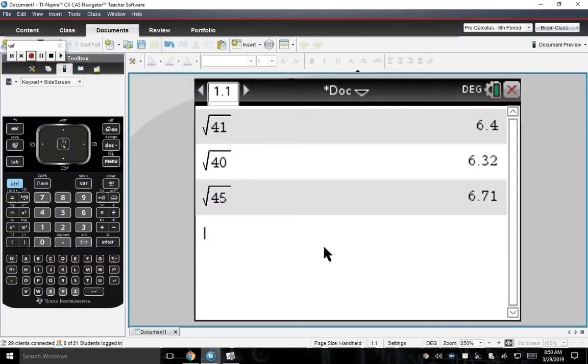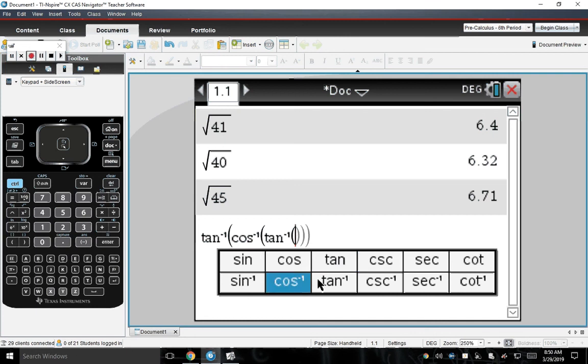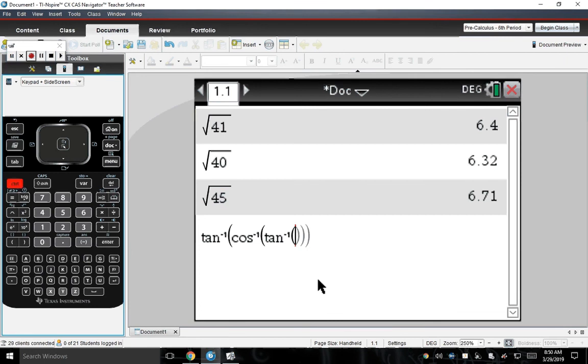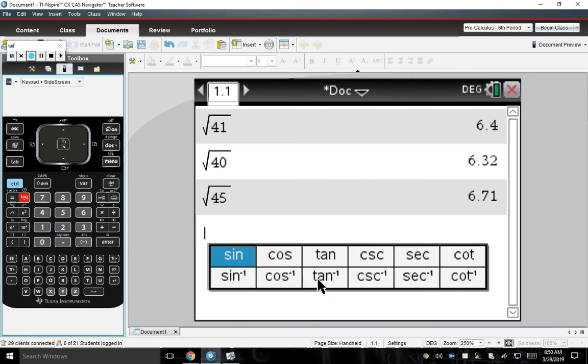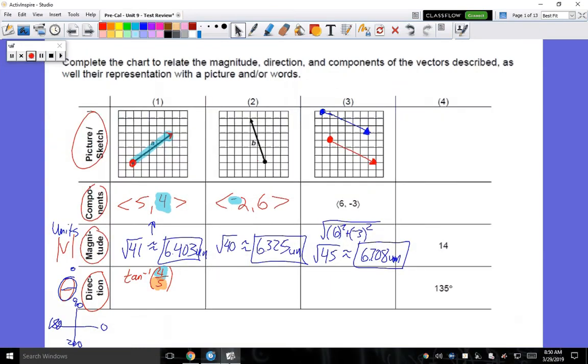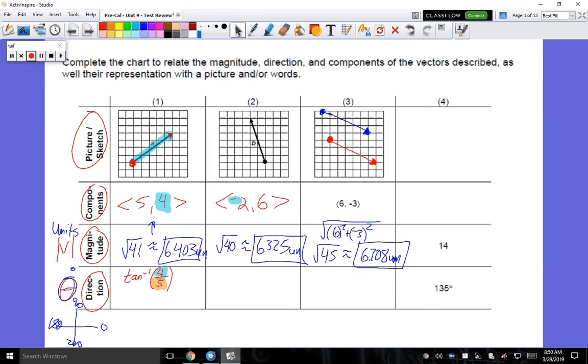And again, we're going to do the arctangent of 4 over 5. So the arctangent is here. Whoops, something's stuck. So let's clear that real quick and then try again. The arctangent of 4 over 5. So control divide, 4 over 5, and we'll say that answer is 38.7. Okay, so 38.7.